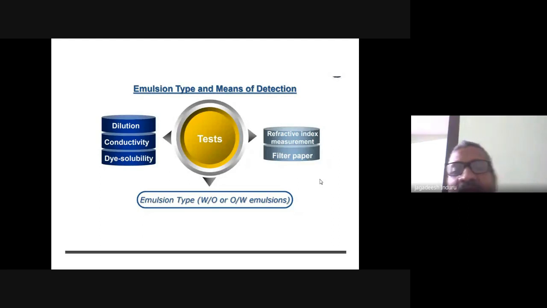Refractive index measurement. We know that each liquid has its own refractive index. When it is a continuous phase, that refractive index will be reflected and seen in the measurement, whether the continuous phase is oil or water. In the filter paper method, the globules present have an impact on the wetting of the oil or water which is present. According to that, you can make the oil in water or water in oil emulsion known.